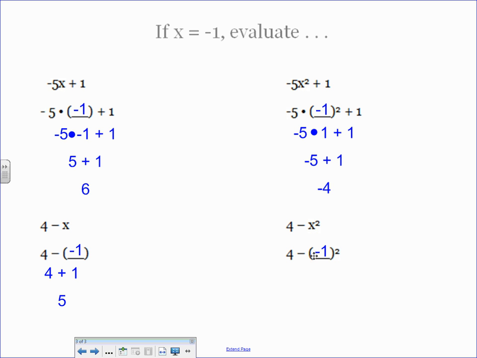Finally, for 4 subtract x squared. We substitute negative 1 for x in parentheses. We realize that we have to do exponents first to get 4 subtract positive 1, and that's going to give us 3. Okay, make sure you get these notes in your notebook on page 51.